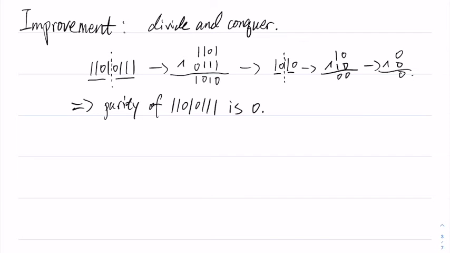We can see here that if you count, we have 1, 2, 3, 4, 5, 6. We have 6 ones. Since it's an even number, we have a parity of 0.